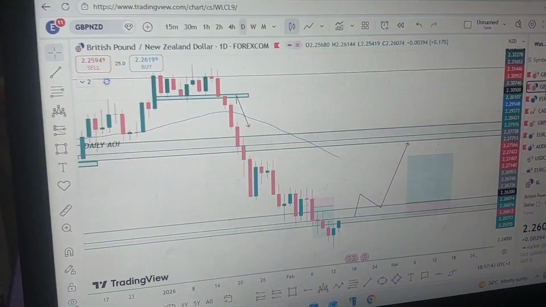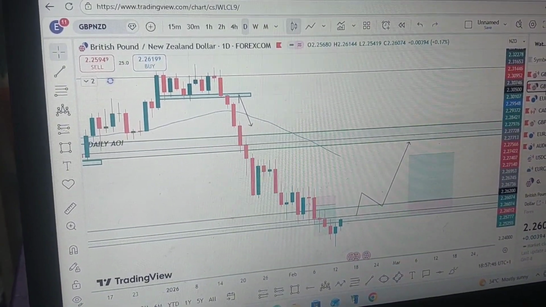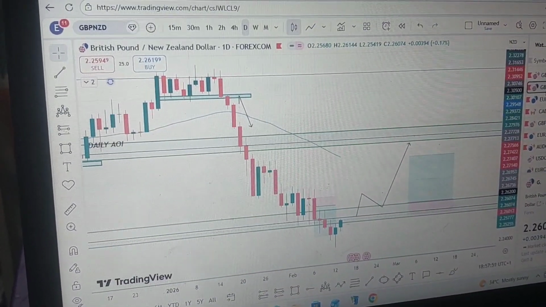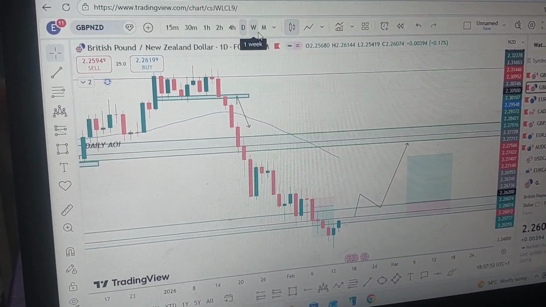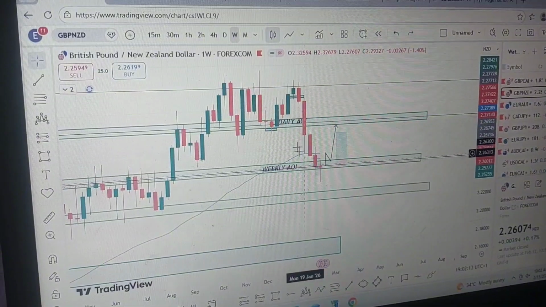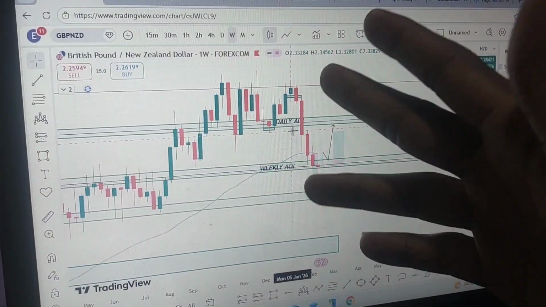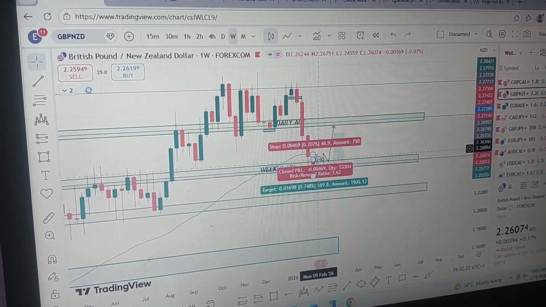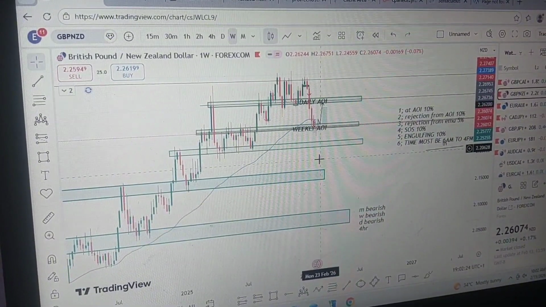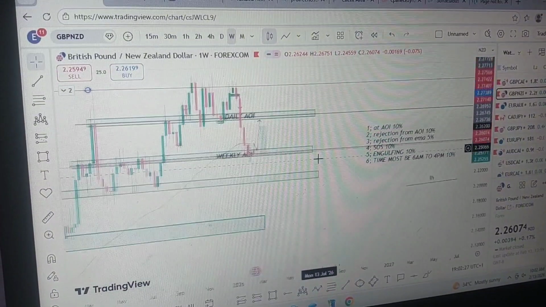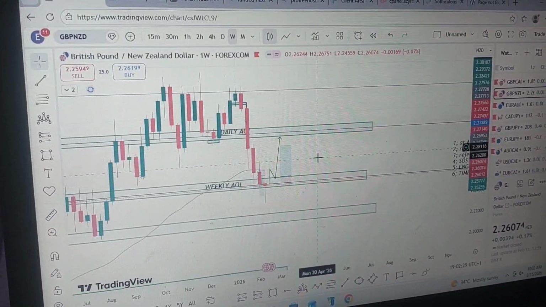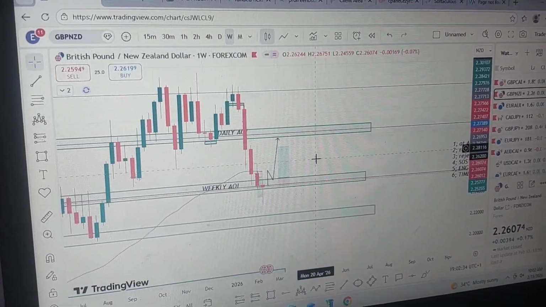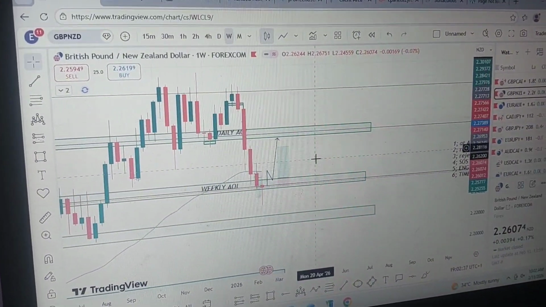GBP/NZD, I'm waiting for a break and retest, similar to GBP/CAD that I just analyzed. Although in the weekly time frame we can see a massive bearish move, we can all see that in the weekly time frame we are clearly bearish. So you guys are going to ask, we are bearish, so why am I buying? I'm buying the pullback.